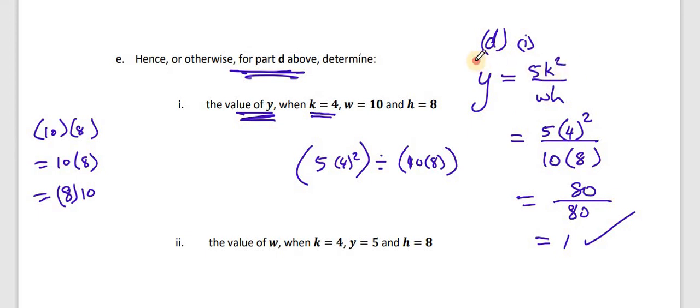Because we found the formula in part D already. So all we're doing here was just to replace; they asked us to find the value of y. Once we transposed already, now they ask us hence or otherwise, meaning to use our answer from the previous part and find y now that we know that k is equal to 4, w is equal to 10, and h is equal to 8. So just replace those variables with these values, and we're able to find what y is. That's substitution.